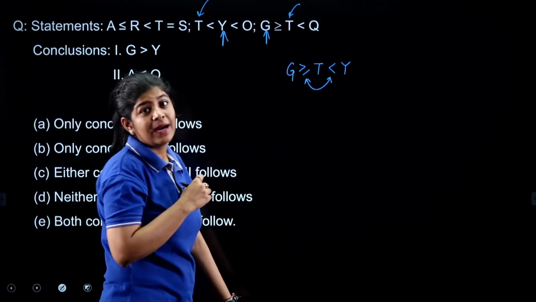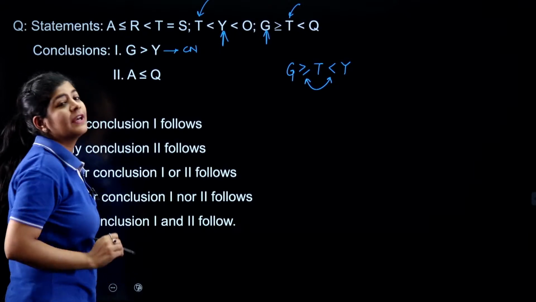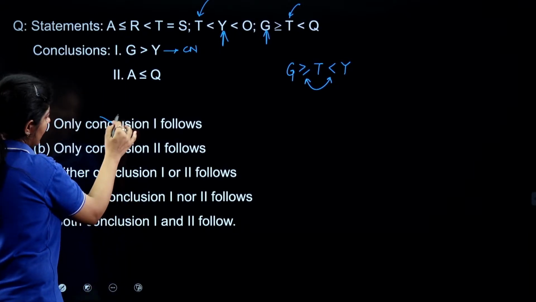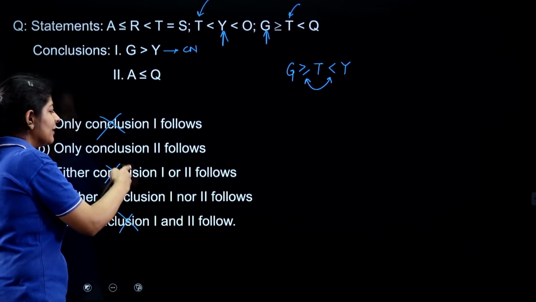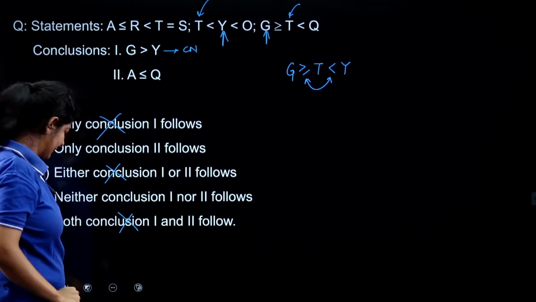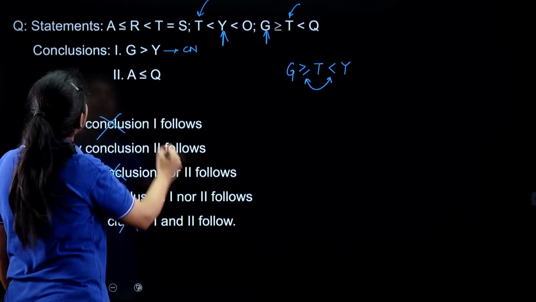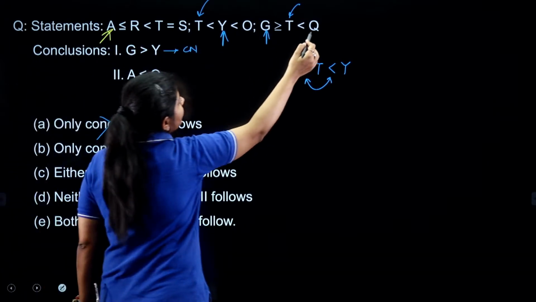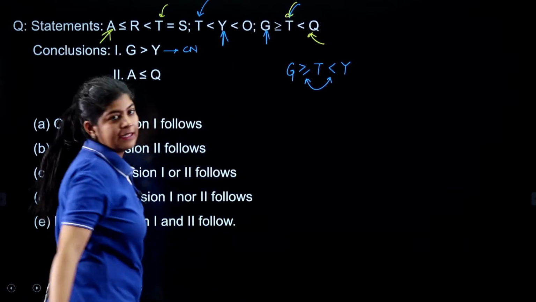What we are having? Opposite symbol. That means we can't say. If we are having such a condition, options A, C and D are eliminated. Why did I eliminate option C? Because the entities are different, right? Next, A and Q. Here we are having A, here we are having Q. The common element is again T, right?